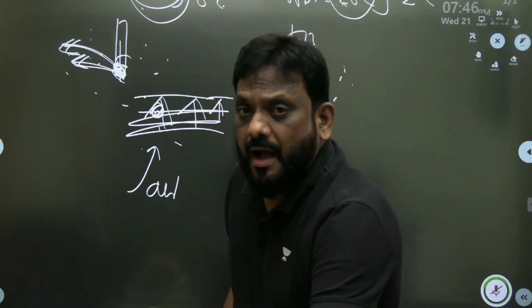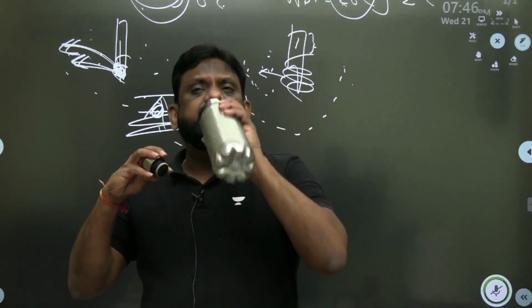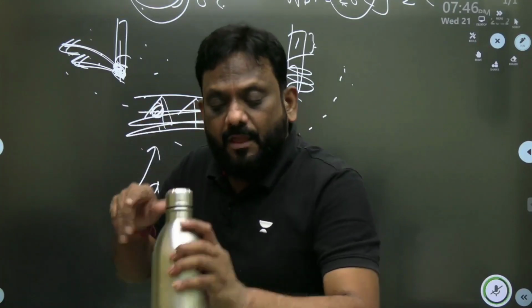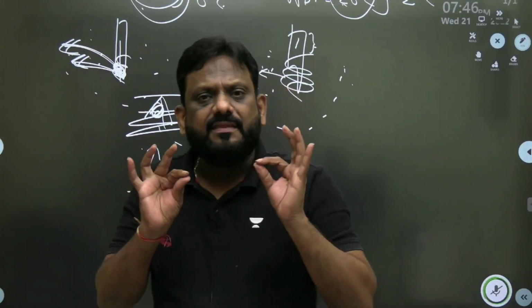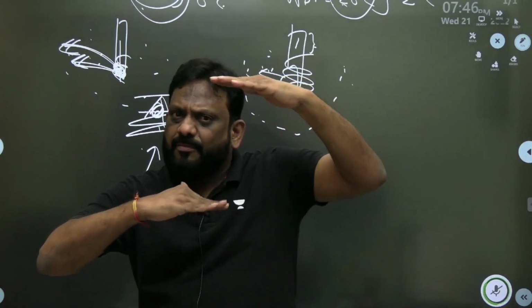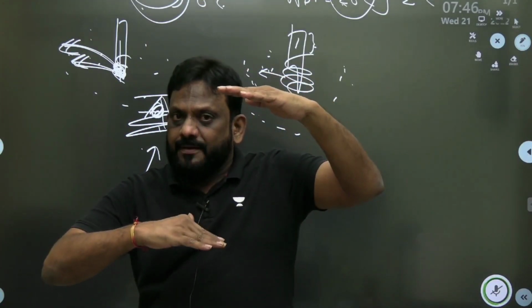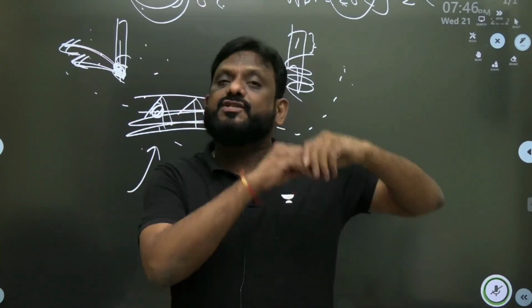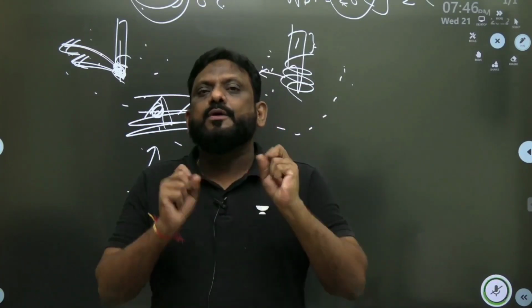Now, if someone says, what is wet bulb temperature? It is an indirect indication of moisture in air. If the difference between dry bulb and wet bulb is more, it means the moisture in air is very less. That's why it is absorbing more moisture.